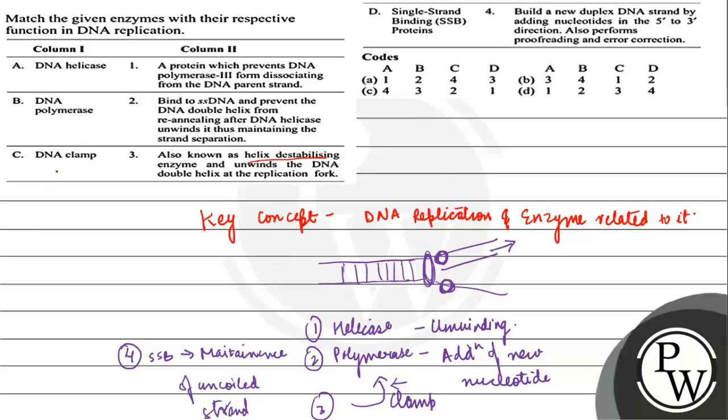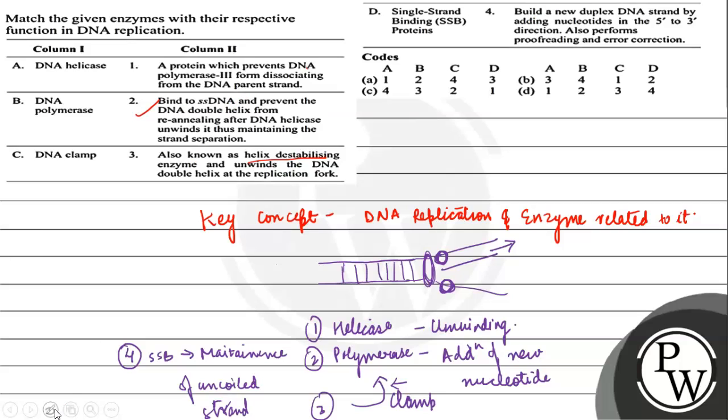Moving further, DNA clamp. DNA clamp is basically a protein which prevents DNA polymerase III from dissociating from the DNA parent strand. So when the polymerase assists here, the clamp always helps the polymerase to stay in position and prevents the DNA polymerase III from dissociating from the DNA parent strand. Single stranded binding protein, we have talked about it, that it binds to single stranded DNA.